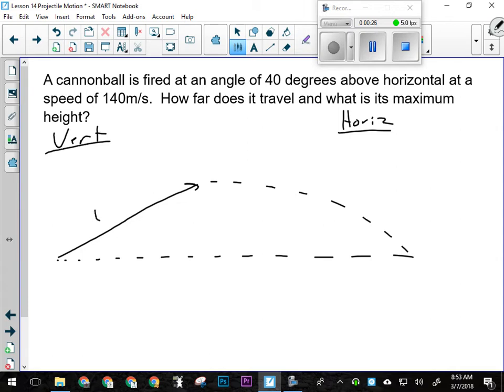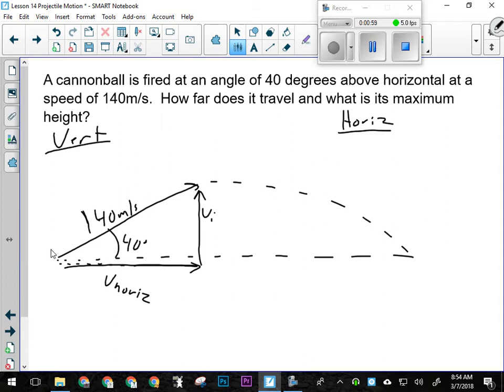Okay, we know that this is 40 degrees, and we know that this is 140 meters per second. So what we have to remember is that this makes a triangle where the two sides, this side here and this side here, represent the vertical and horizontal components of the projected velocity. So this will be v horizontal, which is constant throughout the entire flight. And this will be the initial vertical velocity, because obviously that's changing because of gravity.